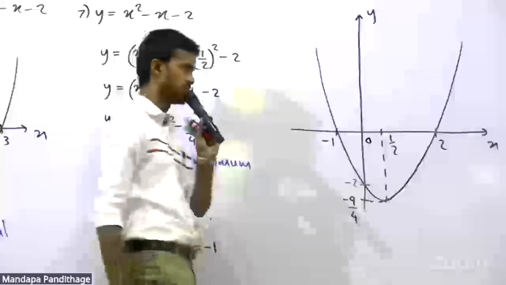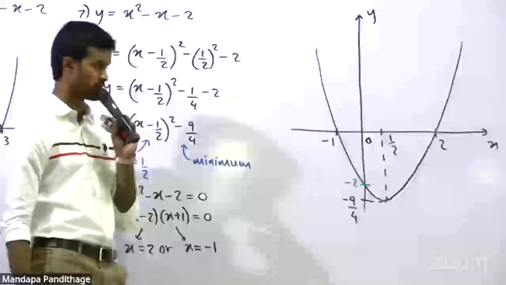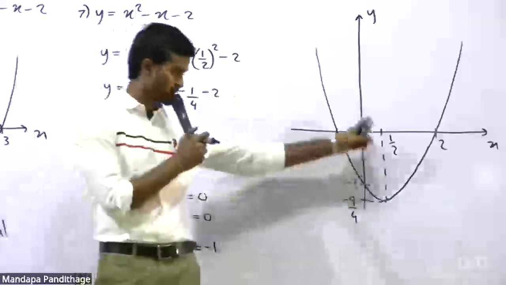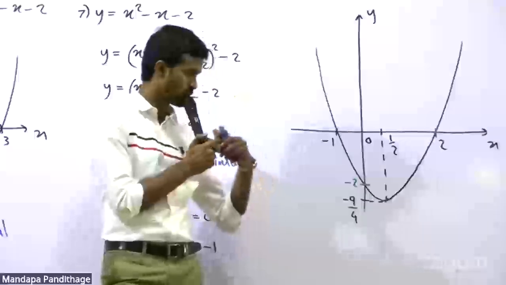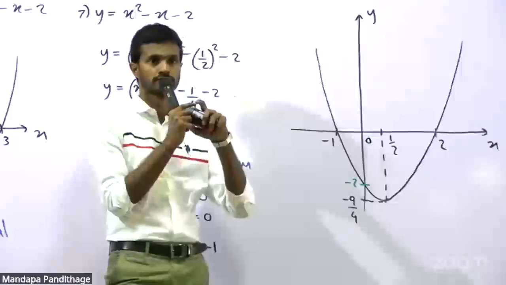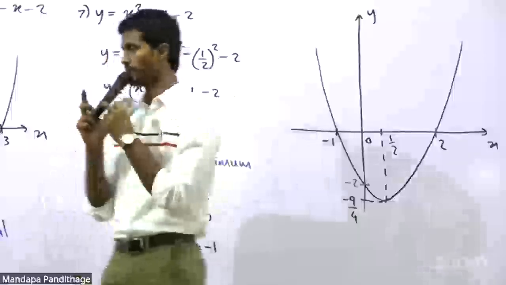Okay, hands up who got this graph. The intersection points are minus 1 and 2. The symmetrical axis is half and the lowest point is minus 9 over 4. Hands up who got this. Okay, good. I'll give you 1 minute, drink some water.